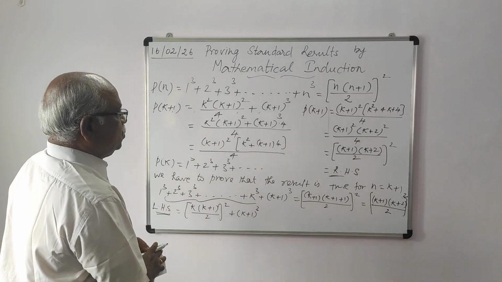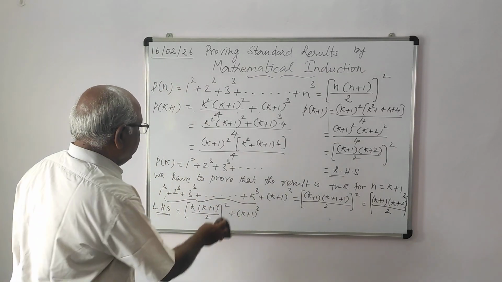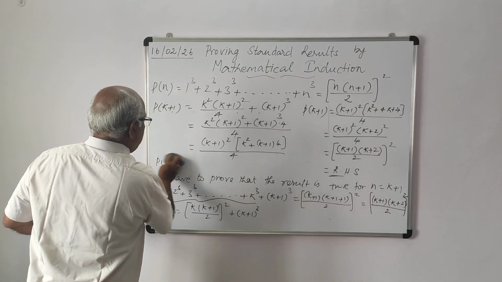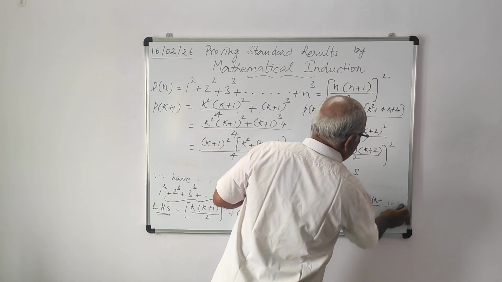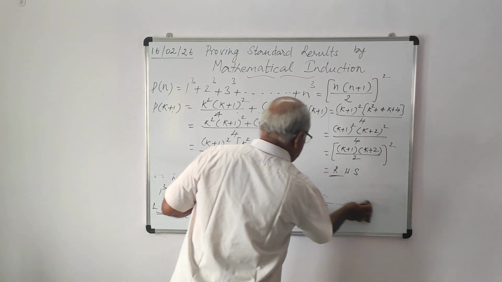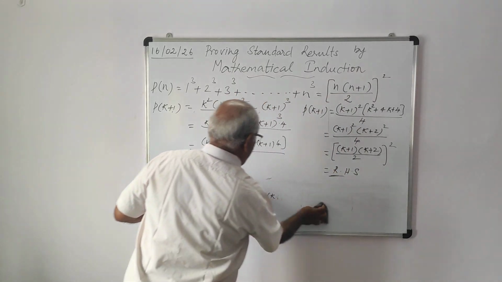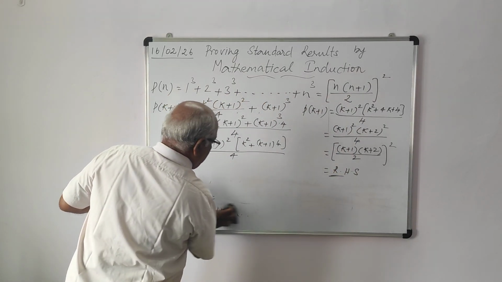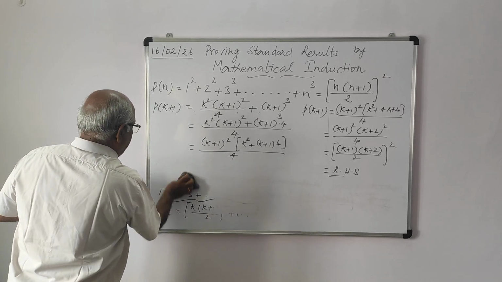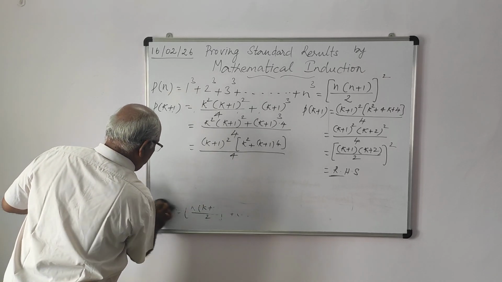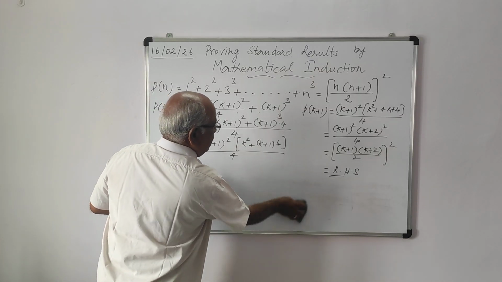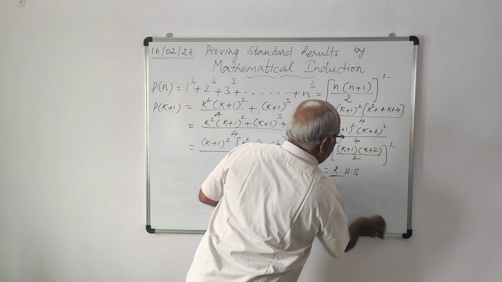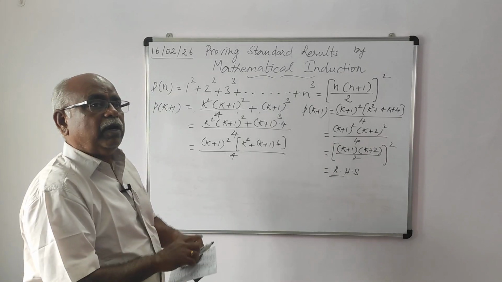Therefore, the result is true for n equal to k plus 1 and hence the result is true for all n. That's all, our conclusion step. So after assuming the result is true for n equal to k and proving that the result is true for n equal to k plus 1, we conclude that the result is true for all natural n.